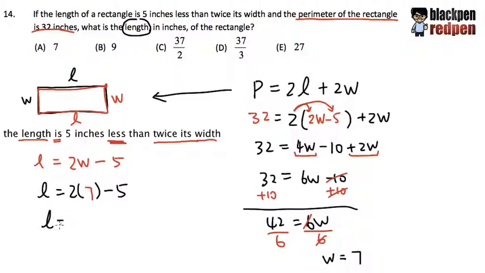L will be, we'll do the order of operations, right? So we worked out the 2 times 7 first. 2 times 7 is going to give us 14, and then minus 5. L is equal to 14 minus 5, therefore we know that L is equal to 9. This is the answer to the question, because the question is asking us for the L, the length. Therefore, the answer to that is going to be B, 9. That's it.